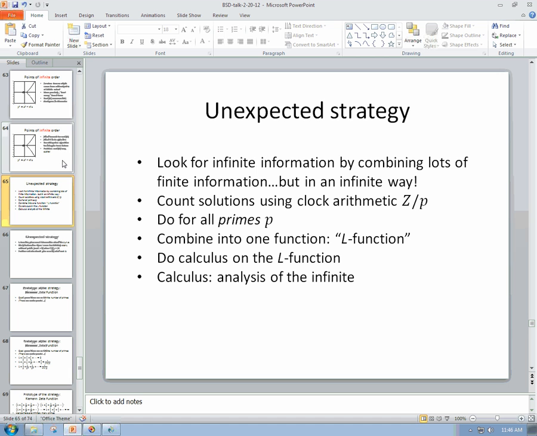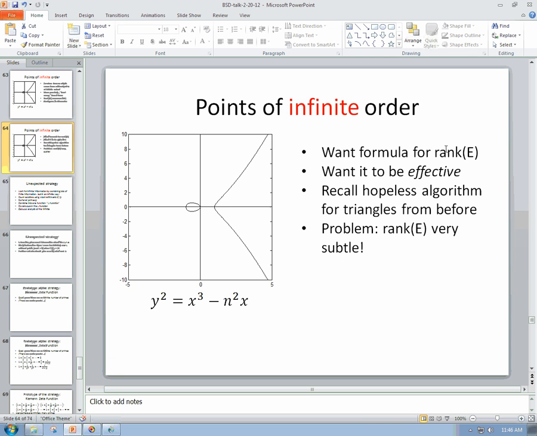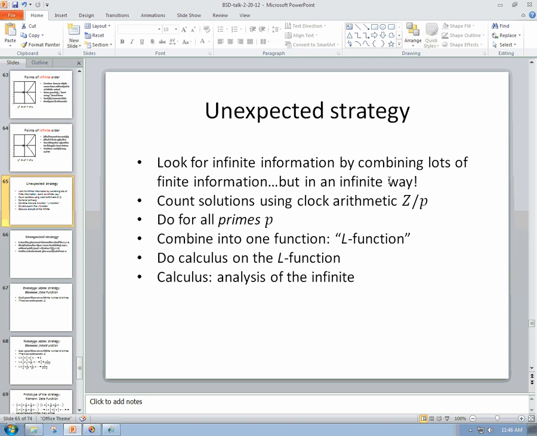This is really infinite information. We're talking about all possible rational numbers, and we're looking at things of infinite order. We're specifically looking at things that don't cycle back to 0 like a clock does. But an interesting thing is that if we combine lots of finite information, but in an infinite way, and I'll give you the example in a minute of how that works, we can get some information about this.